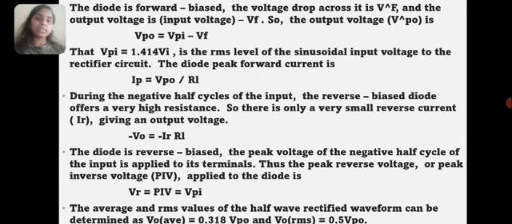The diode is reverse biased. The peak voltage of the negative half cycles of the input is applied to its terminals. Thus, the peak reverse voltage, or peak inverse voltage PIV, applied to the diode is VR equals PIV equals Vpi. The average and RMS values of the half-wave rectified waveform can be determined as Vo average.